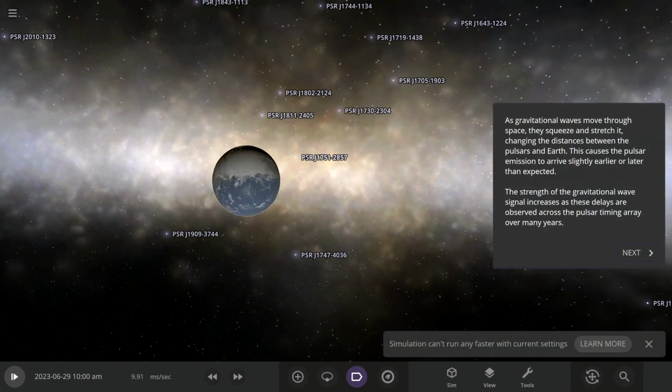As gravitational waves move through space, they squeeze and stretch it, changing the distances between the pulsars and the Earth. This causes the pulsar emission to arrive slightly earlier or later than expected. The strength of the gravitational wave signal increases as these delays are observed across the pulsar timing array over many years.